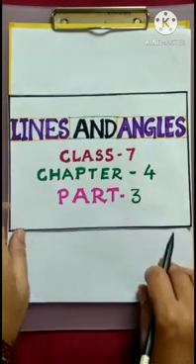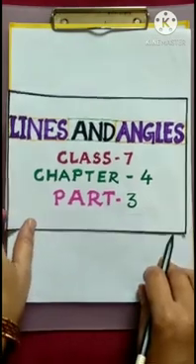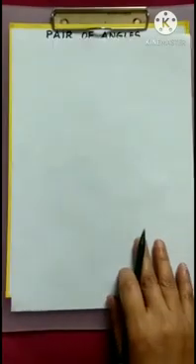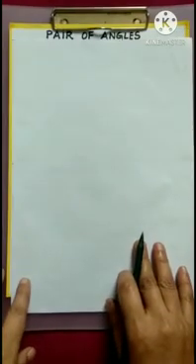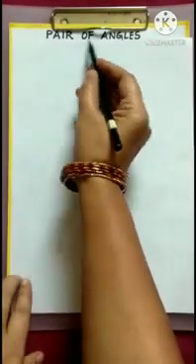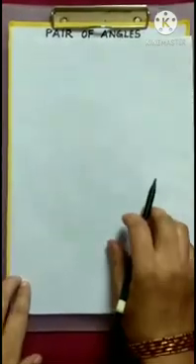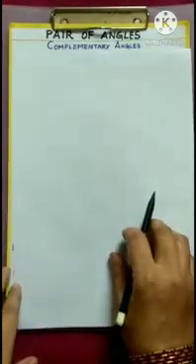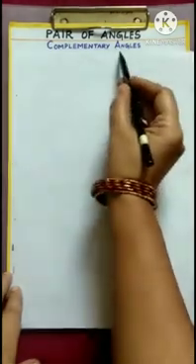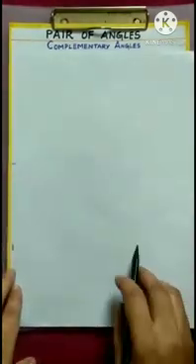In the previous class, we learned how to identify different types of angles. Now, we will learn about various pairs of angles. What do you mean by pair? Pair means two. Now, the first one is about complementary angles.